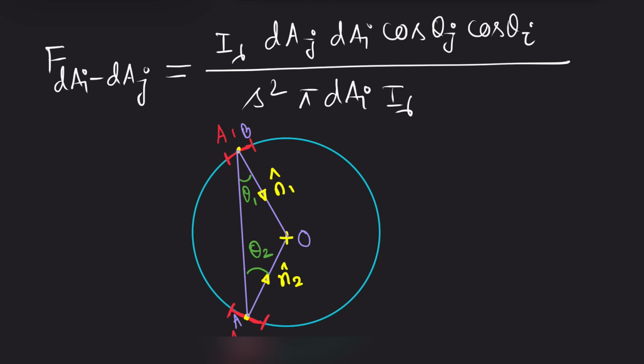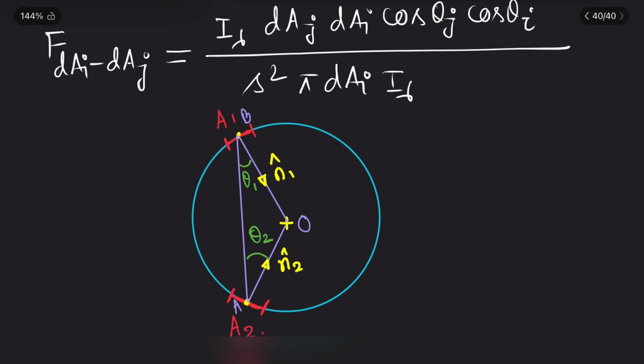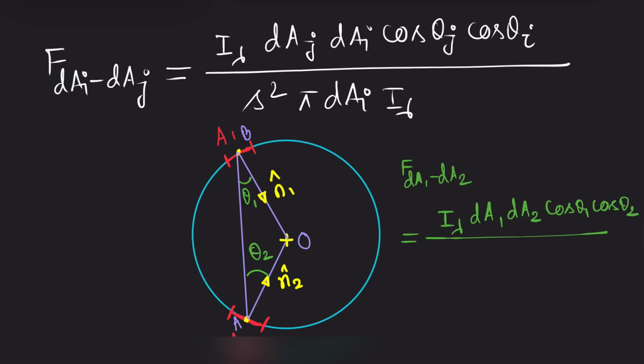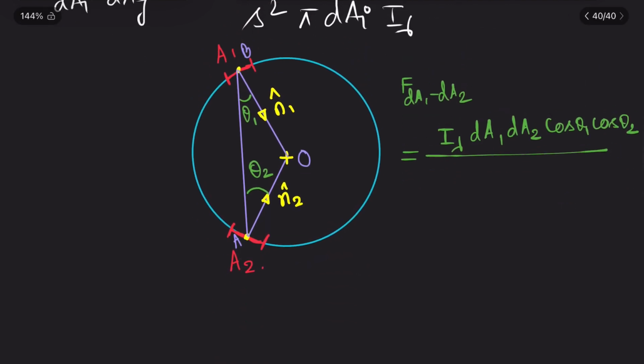Now if I write this equation here, F dA1 dA2, what will I get? The I lambda will be cancelled. Let us not cancel this. So I lambda dA1 dA2, cos theta 1 cos theta 2, then s. What is the s? S is this distance. Clear? And I can calculate this distance in terms of r, theta 1, theta 2.